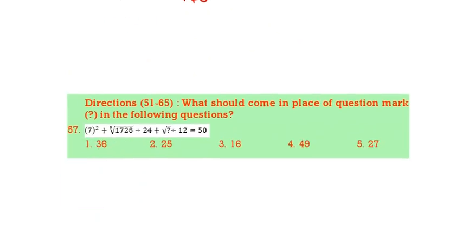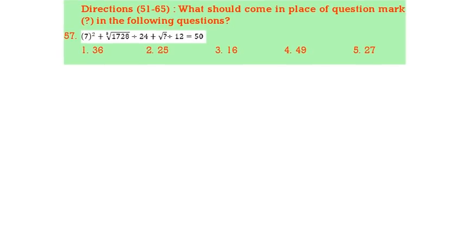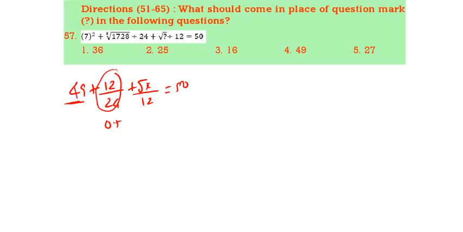Next, 7 square means 49. Cube root of 1728, 12 by 24 plus root x by 12 is equal to 50. This is 49. This value is equal to 0.5. So 49.5. 50 minus 49.5 is half. So half is equal to root x by 12. Therefore root x is 6, x value 36. 36 is the correct answer.